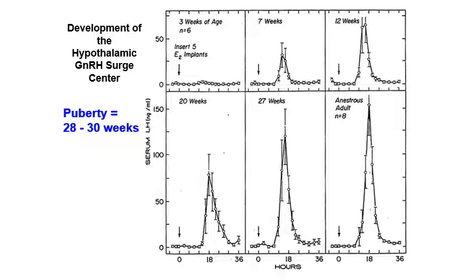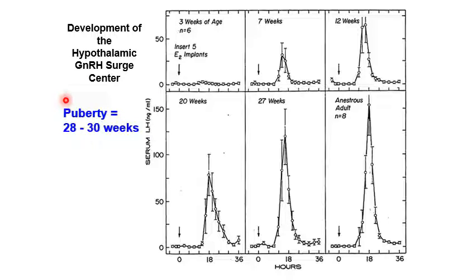This diagram shows the development of the hypothalamic GnRH surge center in the female animal following ovariectomy. So this experiment is conducted again in ovariectomized female sheep, or ewe. And this number here represents the age of the animal: 3 weeks, 7 weeks, 12 weeks, 20 weeks, 27 weeks, and adult. The puberty in the ewe occurs at about 28 to 30 weeks.